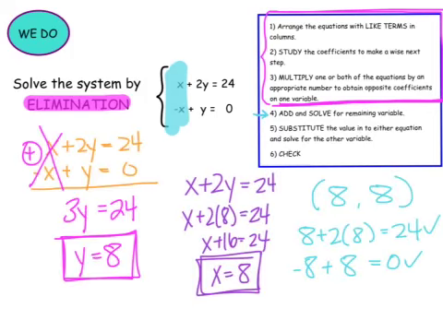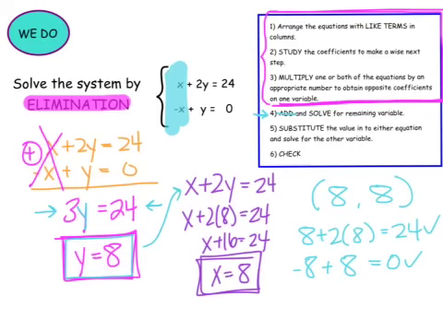And so looking at our work here, we had opposites. So we went right ahead and added our equations together. And in doing so, x's disappeared. So we had 3y equals 24. Notice at this stage, only one variable, so we did it correctly. And that, when we solve, gives us y equals 8.